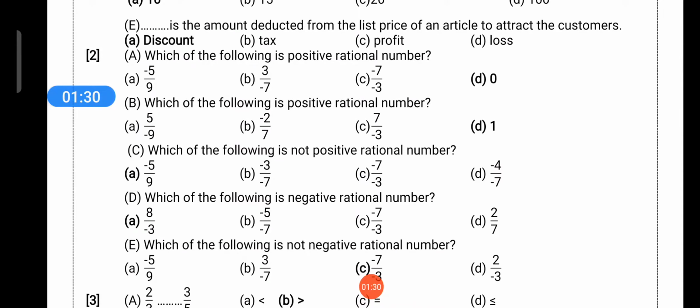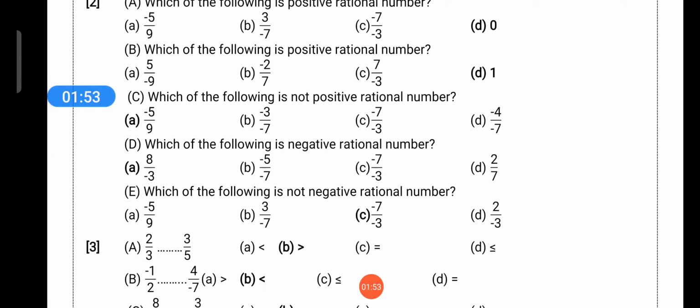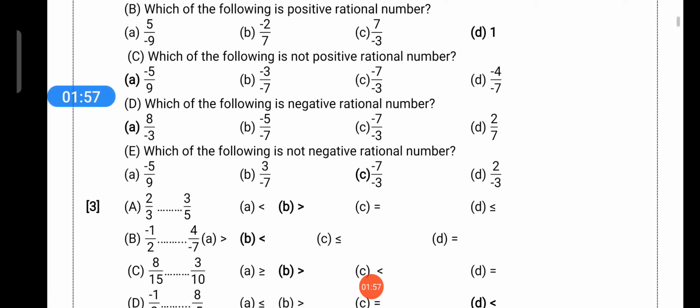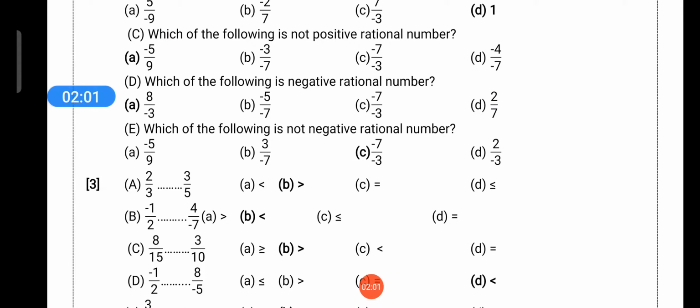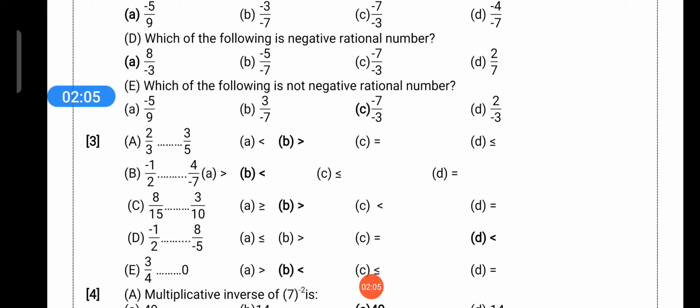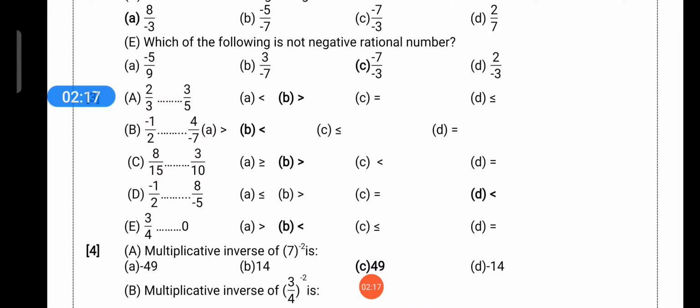Now question number 2. Which of the following is a positive rational number? Here you consider the answer 0. Even -7/-3 also, but priority will be given to 0. So here your answer is 0. Second, which of the following is not a positive rational number? -5/9. Which of the following is a negative rational number? Answer is A, 8/-3. Then which one of the following is not a negative rational number? Here the answer is C, -7/-3.